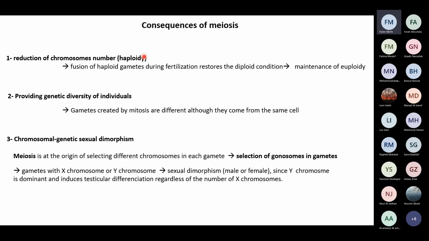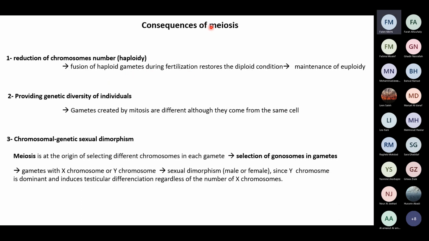If we don't have haploidy in the gametes, if the gametes are not haploid, then after fertilization we will have cells or zygotes with more than 2 sets of chromosomes, which will be lethal, or it will induce damages or lethality in the zygotes.